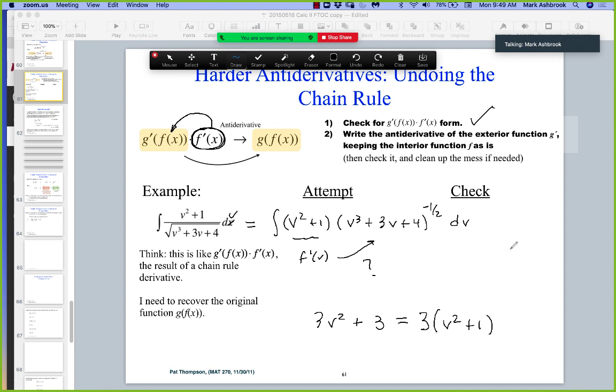We have verified that the form is okay. So these exponents have to be perfect. This has to be square. This has to be a constant. But then on both these terms we needed the 3 in order for it to end up being a constant times exactly v squared plus 1, which is what we have. All right, so we're good on that.